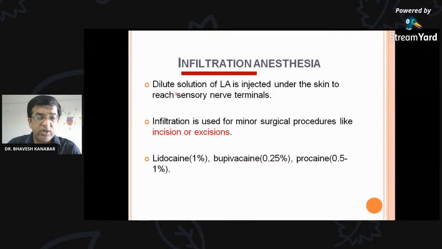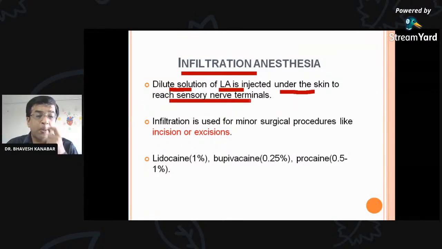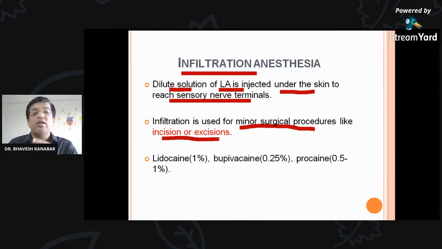Then the second is infiltration anesthesia. Here a dilute solution of local anesthetic is injected under the skin to reach the sensory nerve terminals. Infiltration is used for minor surgical procedures like incision or excision. Two different words are there: incision is just a cut over the skin, and excision is removing that part of the body, a small part of the area.